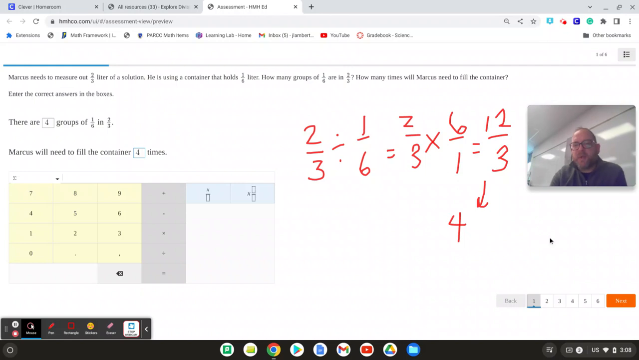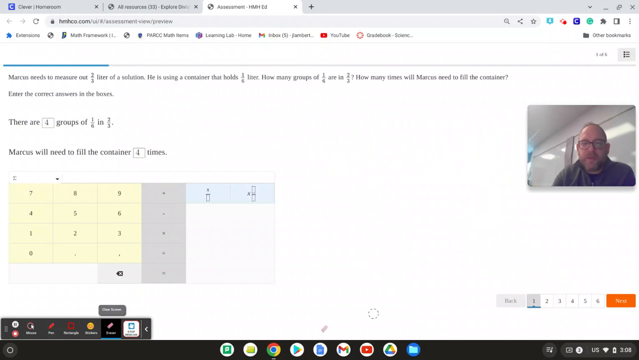So again, just use that multiplicative inverse. It's going to be the easiest way to do these. You can also go through and do the thing with the common denominators. Maybe we'll look at that at one of these next ones and figure it out that way as well.